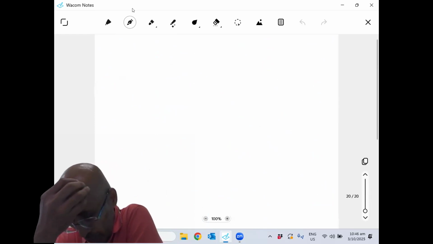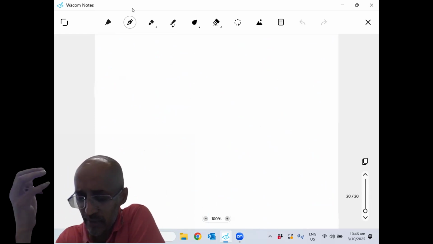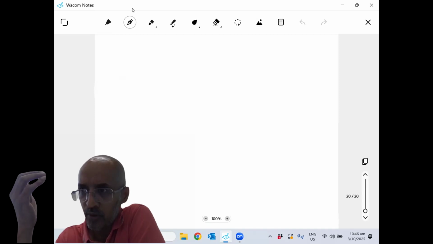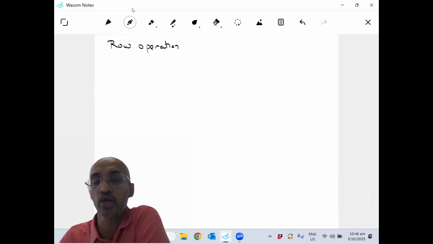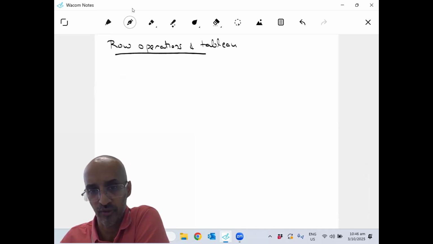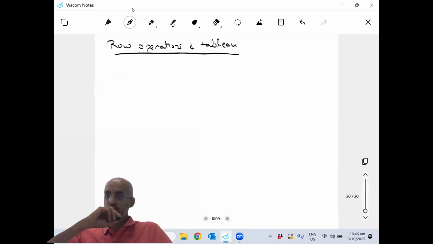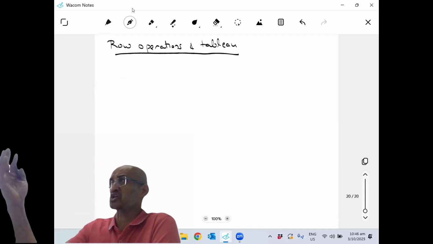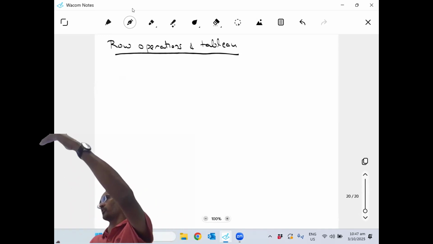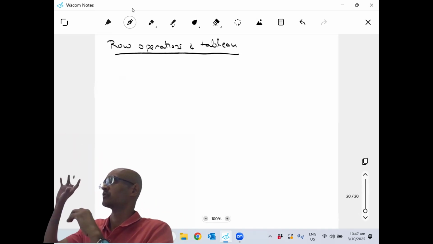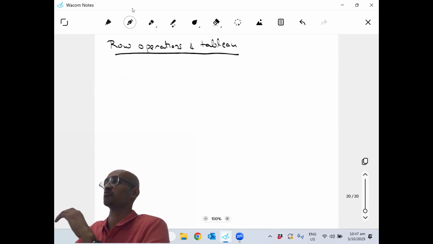So what I want to do next is talk a little bit about row operations. What is the link between these row operations that we are doing and the Tableau? How are they related? Exactly what are we doing with these row operations? I want to make this connection so that it makes sense to you that when you're doing these row operations, every time the Tableau is capturing what it is expected to capture.